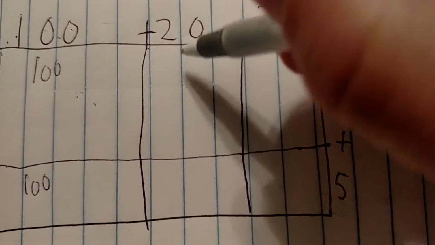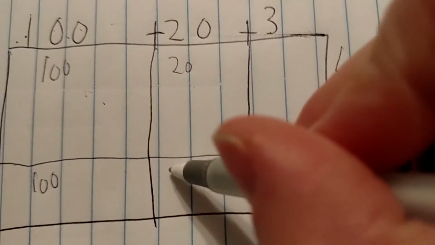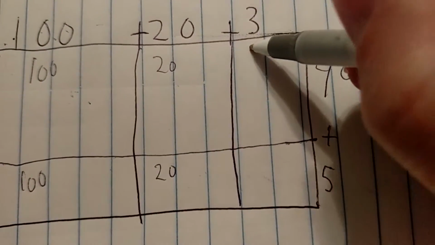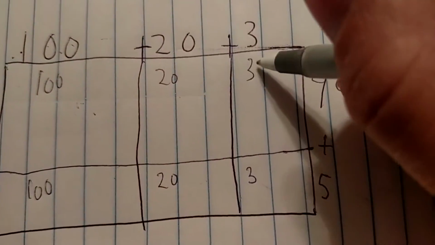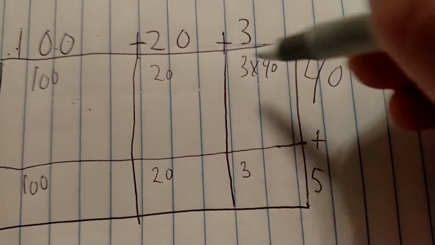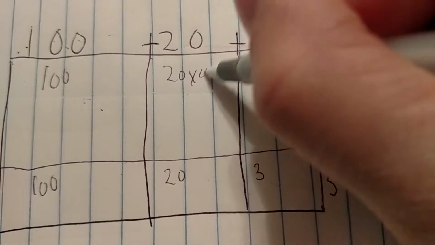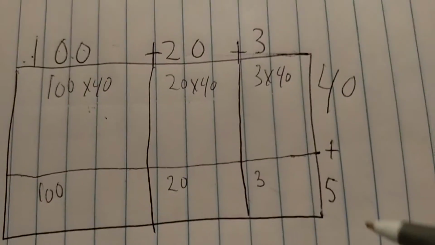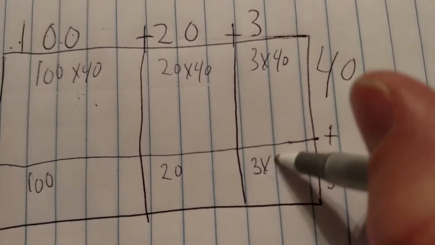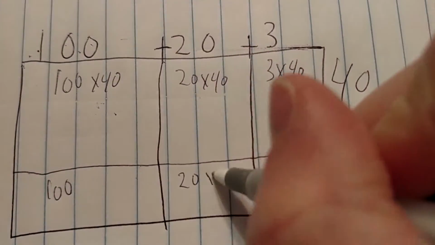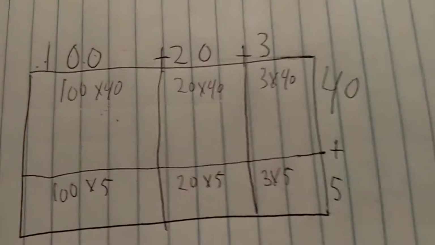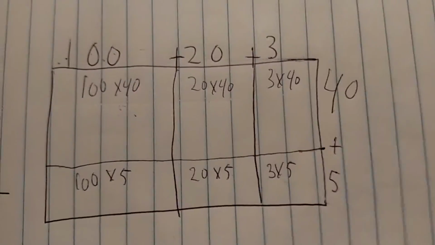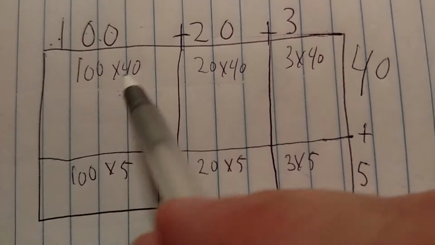Right here we're going to have 20. And going down, we're going to have 20 again. Down here 3. And over here we're going to have 3. And then my 40 is going to go across. 3 times 40. 20 times 40. 100 times 40. And then right here, 5, take it across. 3 times 5. 20 times 5. And 100 times 5. And now, within each of those boxes, we're going to do the math.